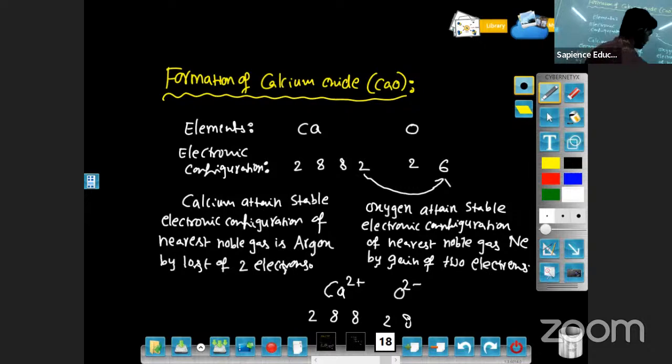Okay, write the equation directly. Plus gives rise to CaO. There is a statement, you didn't write one statement also. Okay, then correct.